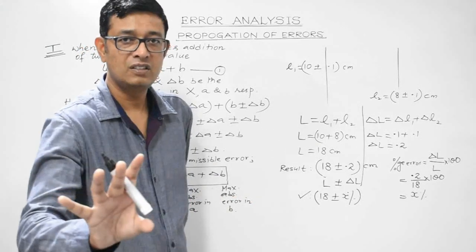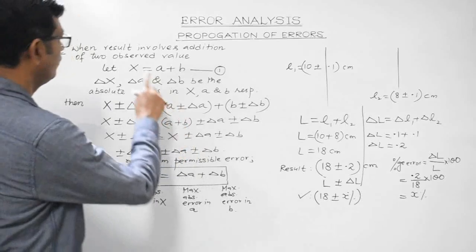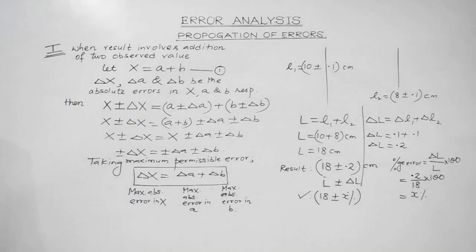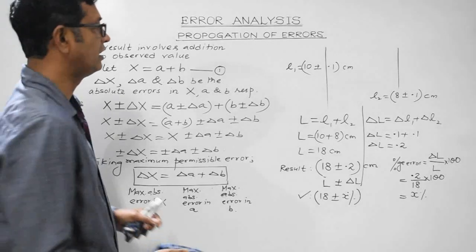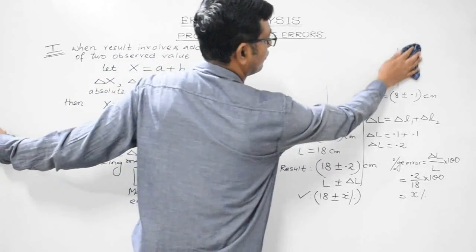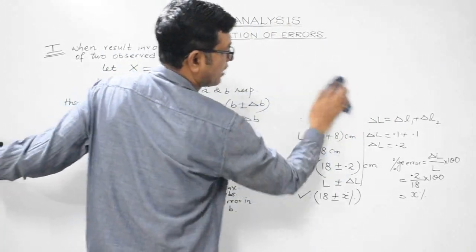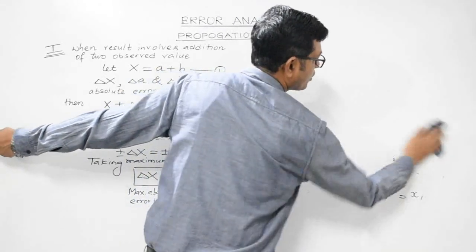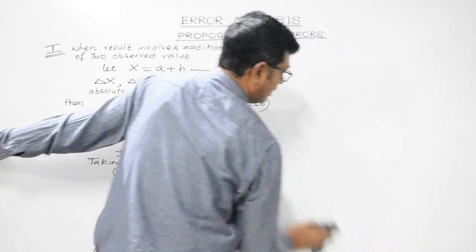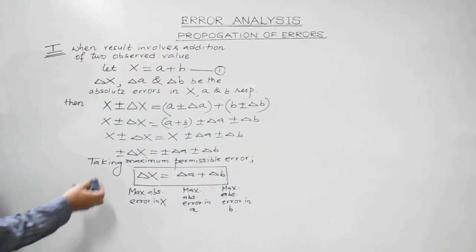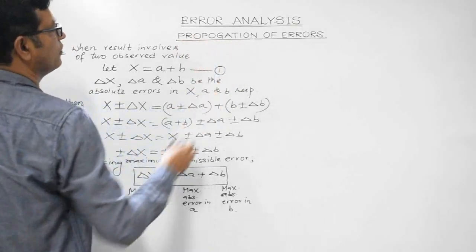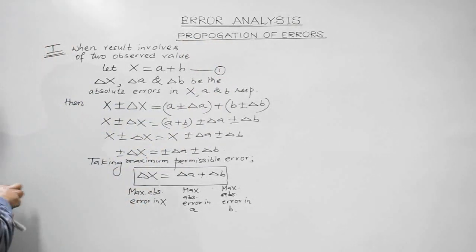I hope it's clear. So case 1 is when the result involves the addition of two measured quantities. Right? In the second case, we will discuss when the result involves the subtraction of two measured quantities. Let's see in that case how the error gets propagated, right? So when the result involves subtraction of two measured values, that is what we are supposed to do.